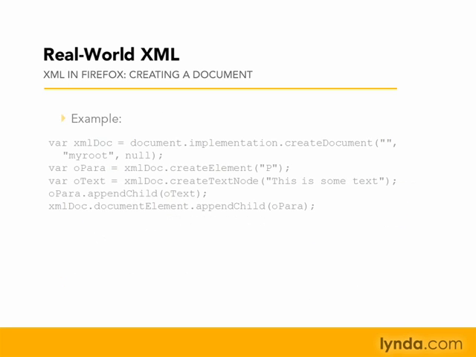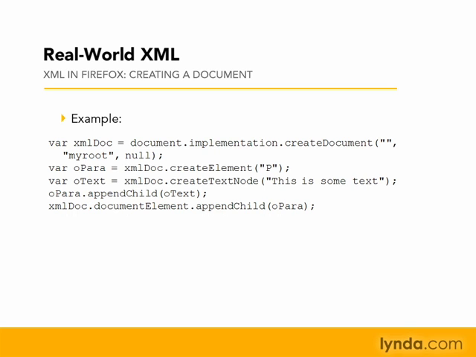Now, once the document has been created, you can use the standard DOM methods to create content. Here's an example of that. This is a complete example in and of itself. You can see at the first line, what we're doing here is we've got a variable named XML_doc, and we're calling the createDocument method. And here I'm passing an empty string for the namespace and the word myRoot as the root tag name. And the third argument is null.